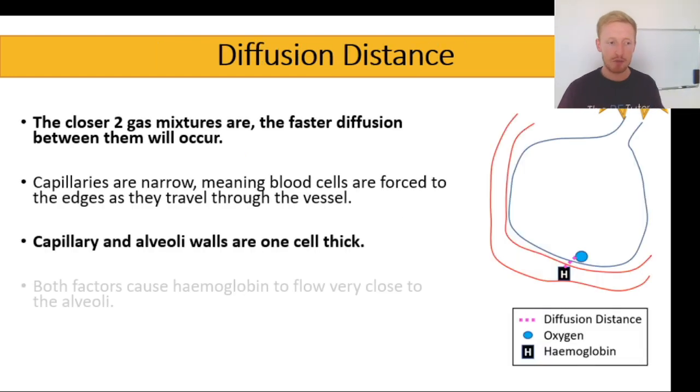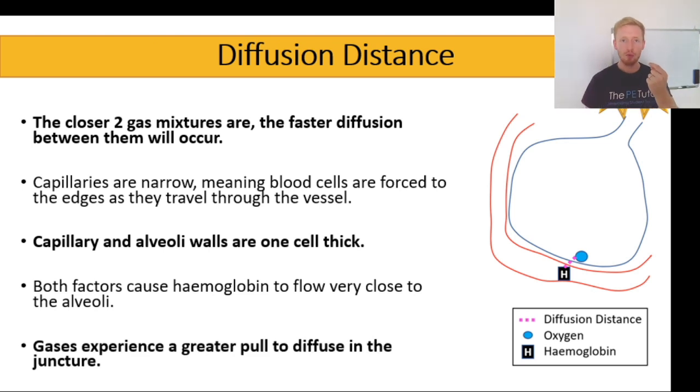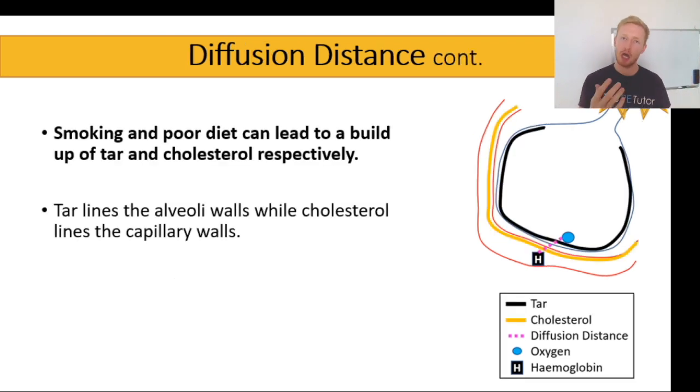The diffusion distance, obviously what we were just talking about, thin capillary wall, thin alveoli lining, means that haemoglobin is very close to oxygen molecules, and CO2 is very close to that low partial pressure zone inside the alveoli. Now, an extra note on diffusion distance. When we look at this proximity, the distance of blood inside the capillary and air inside the alveoli, a big factor can be cholesterol or tar.